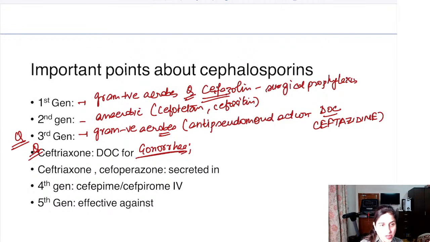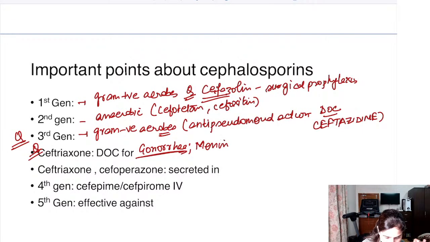Another question was asked: which of the following diseases do not require combination therapy? The options were malaria, tuberculosis, leprosy, and gonorrhea. The answer is gonorrhea, because only single drug therapy is recommended as the drug of choice for gonorrhea, not any combination therapy. So this is the drug of choice for gonorrhea.